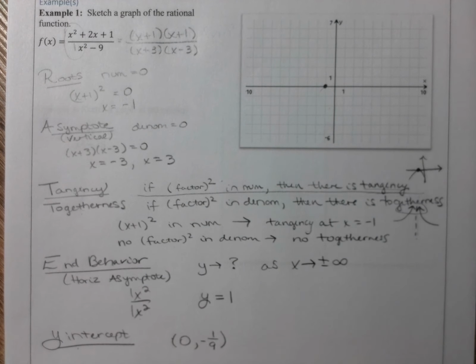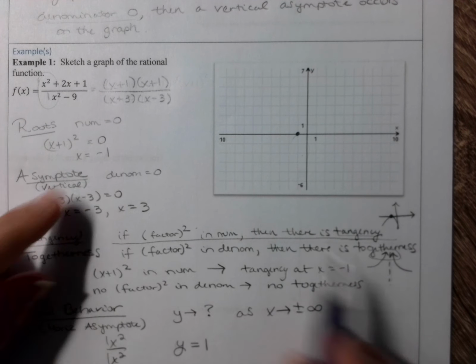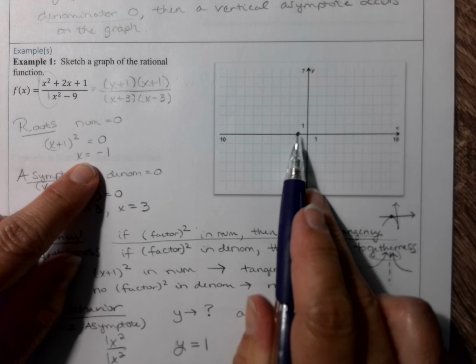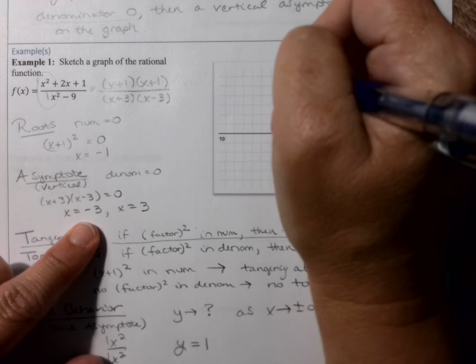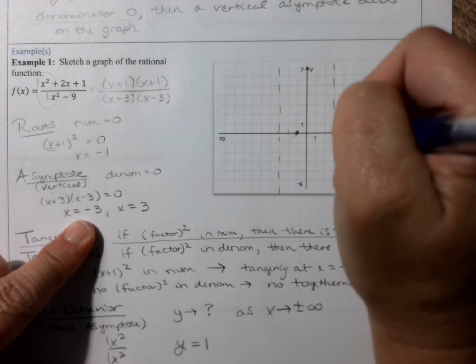So now with all of this information, we should be able to sketch a graph of this function. So let's see how that's going to work. I'm going to start out with the root. I've already put the root there at -1. I have vertical asymptotes at -3 and at +3.